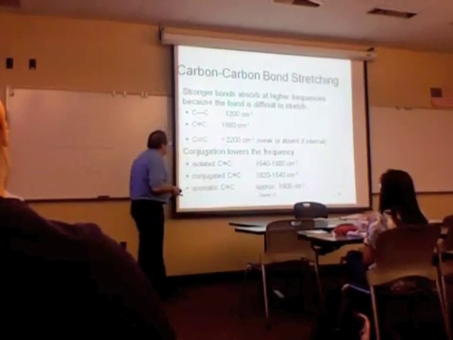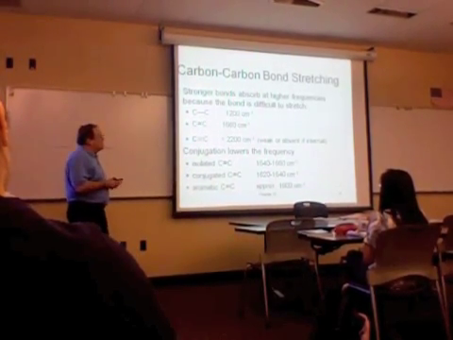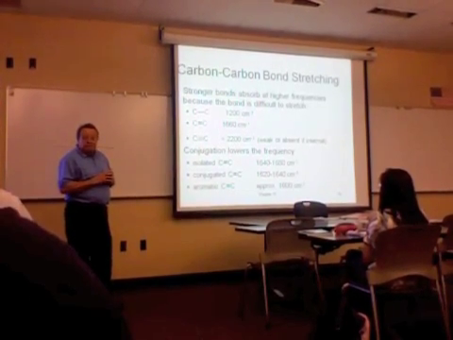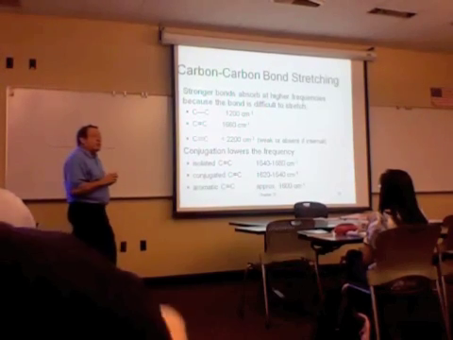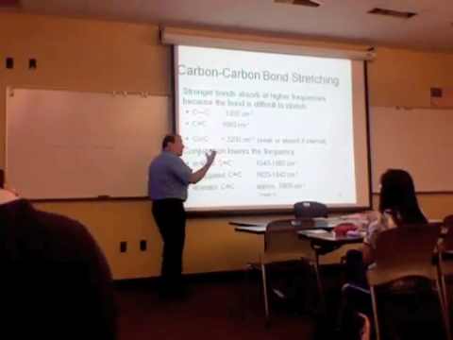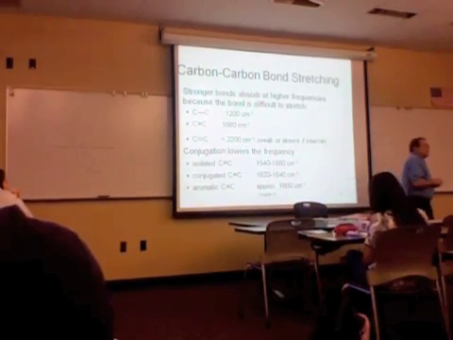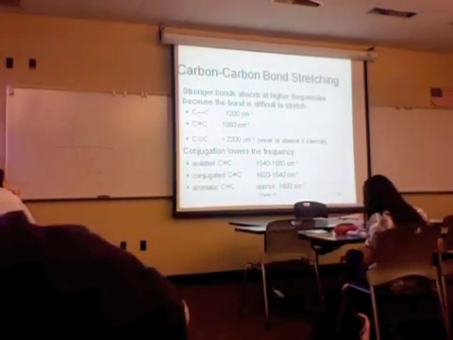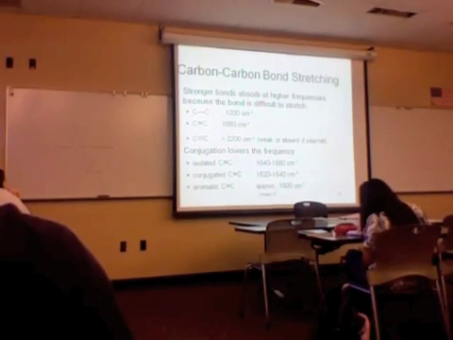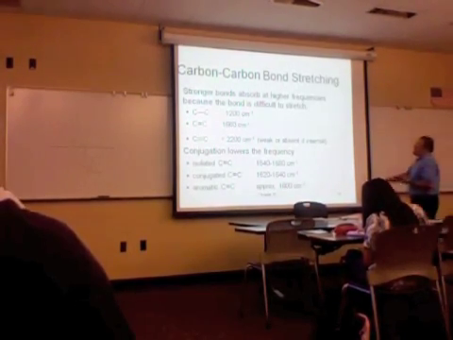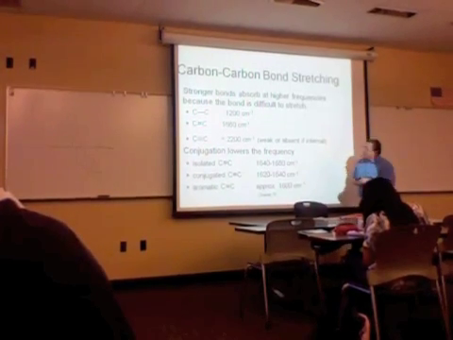Okay? Now, conjugation lowers the frequency. What does conjugation mean? Alternating double bonds. So if I've got double bond, single bond, double bond, that kind of an alternating pattern. In some later chapters this semester, we'll look at the UV, and we'll look at the absorbance of double bonds with respect to conjugation, and we'll see that effect. So what this does is it lowers the wave number where we expect to see the double bonds.